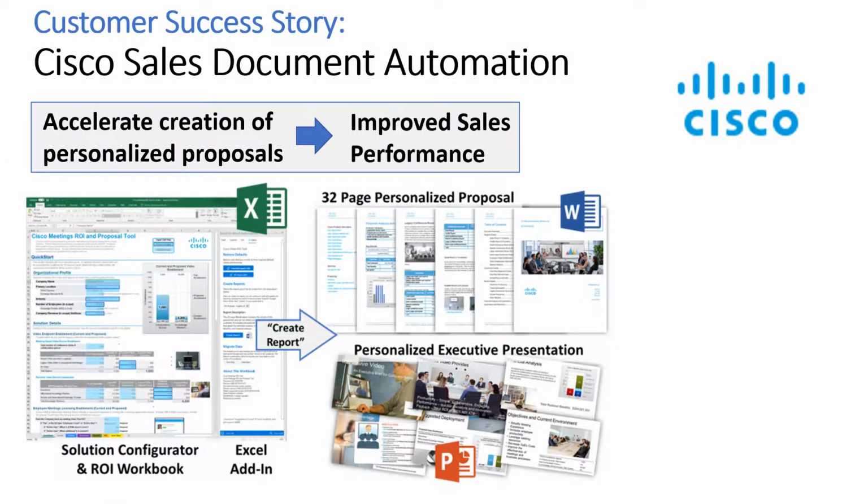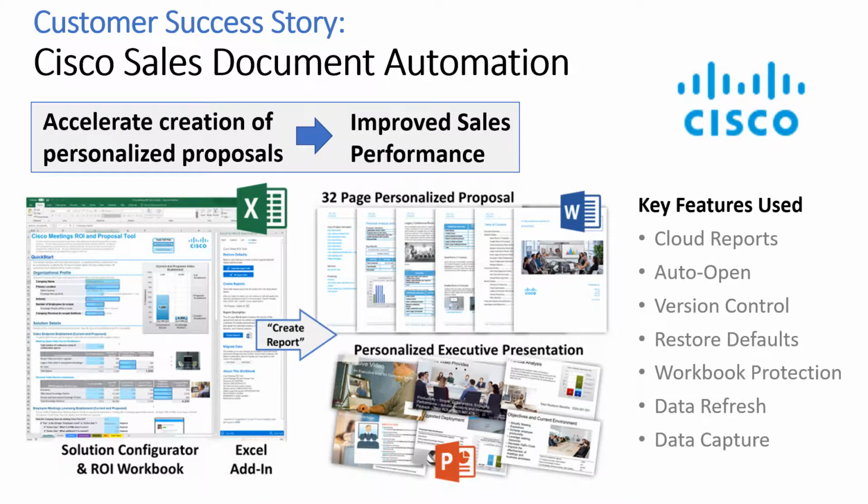Cisco uses the enterprise features to empower their sales staff to rapidly create personalized Word and PowerPoint proposals from templates, resulting in shorter sales cycles and more sales opportunities. Cisco uses various key features to improve user productivity, to enhance security and manageability, and to analyze usage.